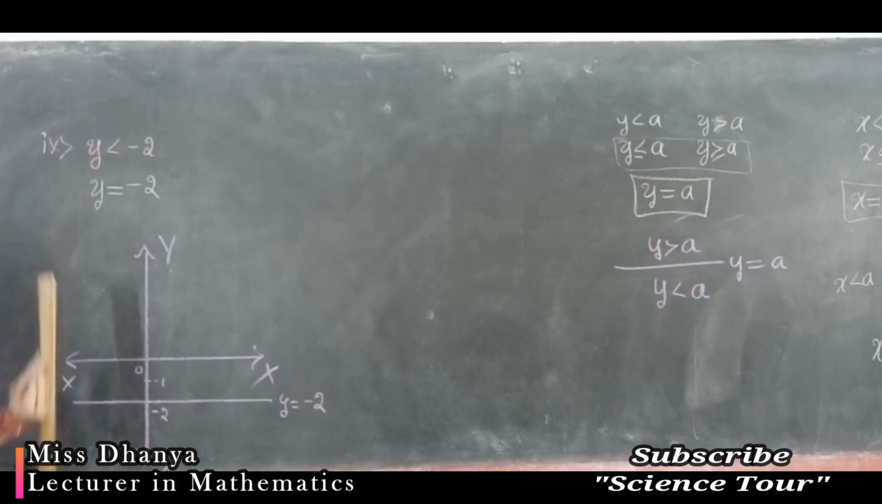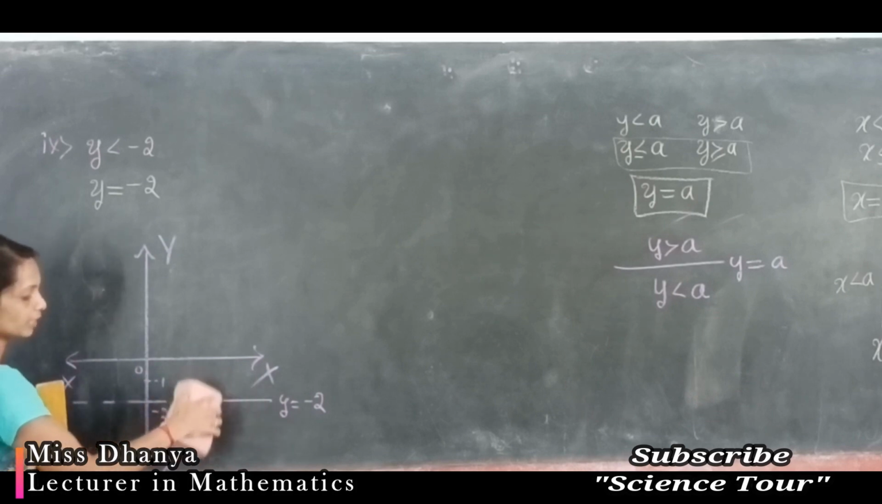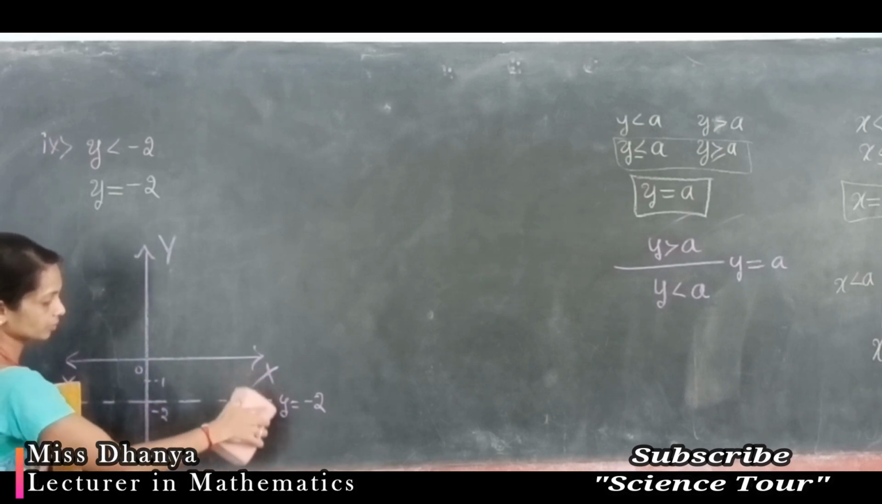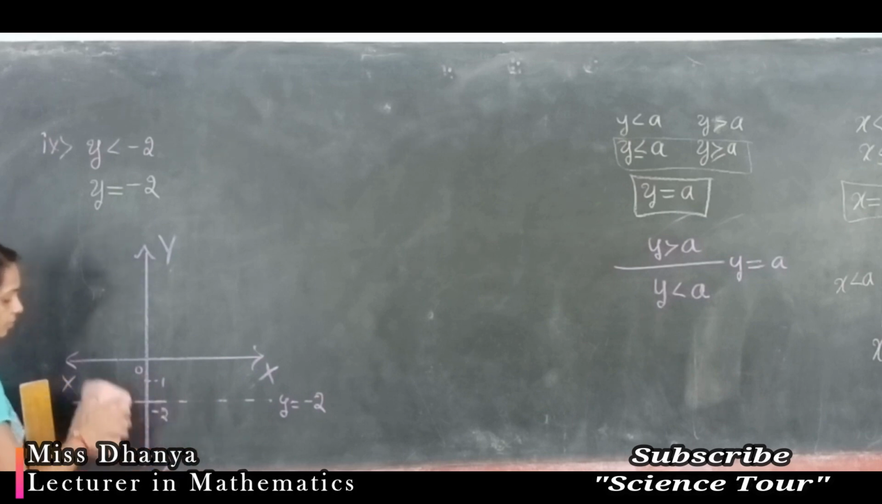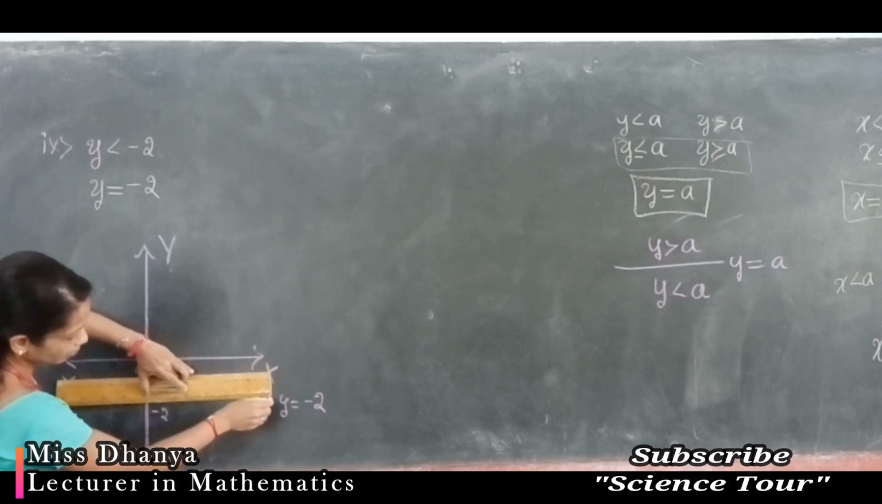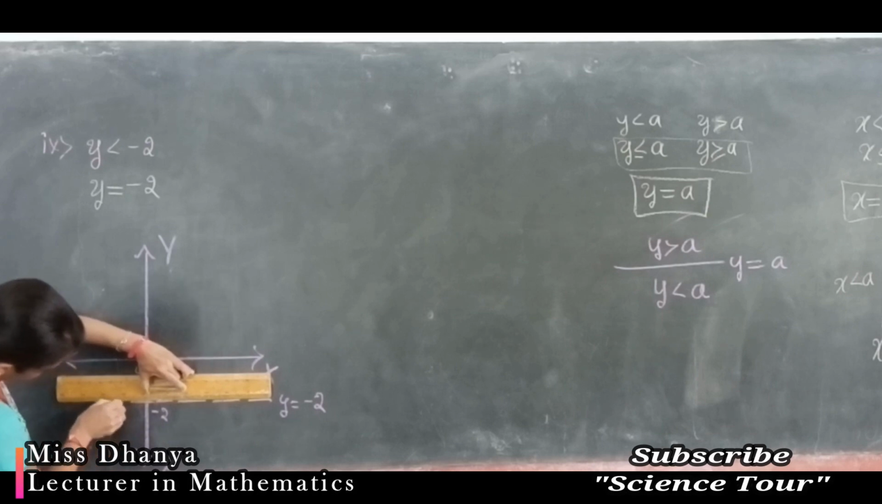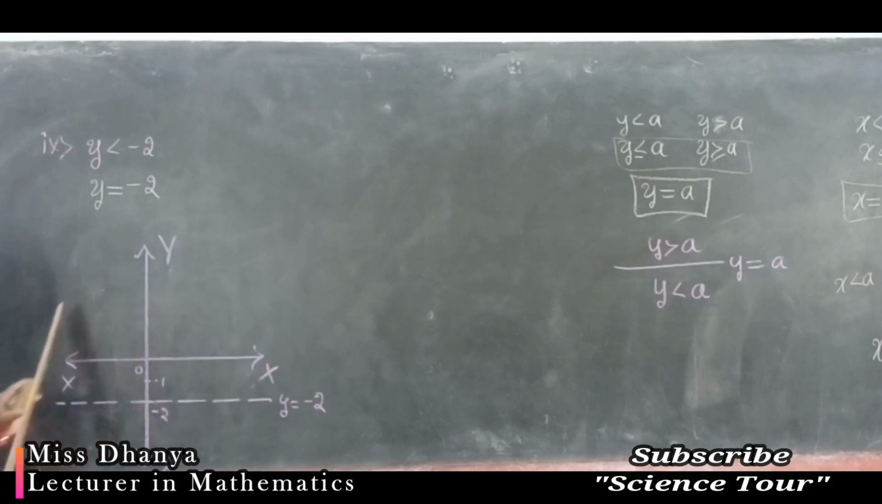Now what do you have? Y less than minus 2. Since you have a strict symbol, you have to draw a horizontal line that should be a broken horizontal line. Since you have a strict symbol, you have to draw a broken horizontal line. So this is the line y is equal to minus 2.